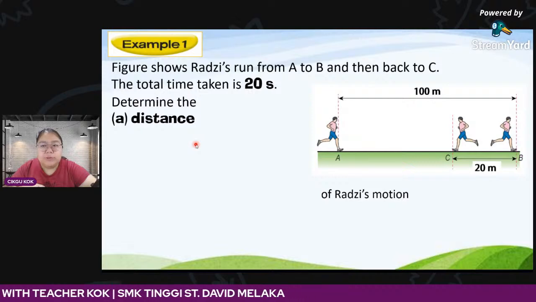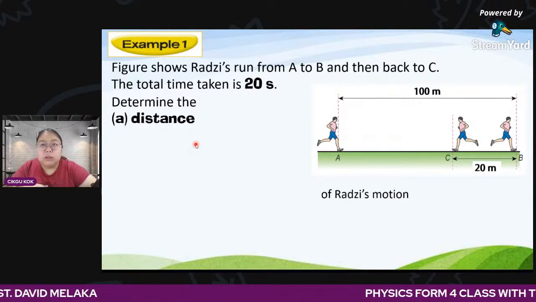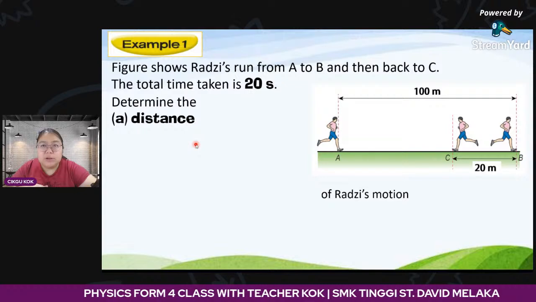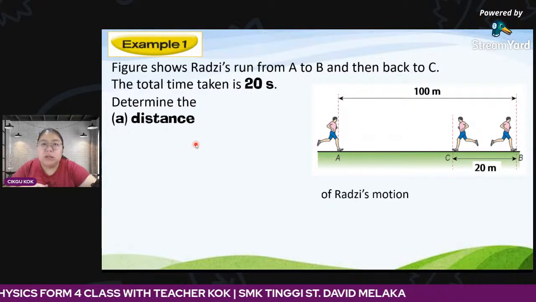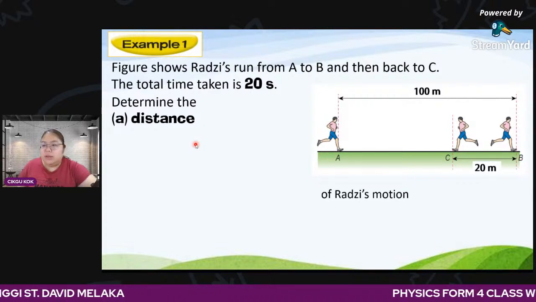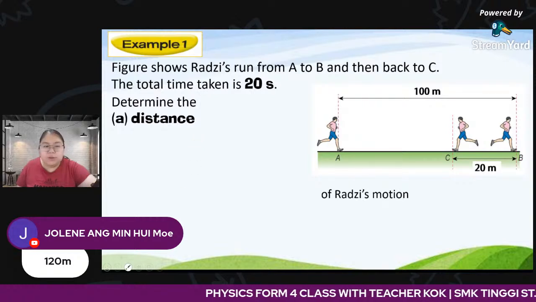Distance, very fast, only distance. You just tap here. Distance. Okay, Paris, that's distance. Why did you suddenly show me the velocity? Okay, distance is 120. So from here, Jolene has answered already.